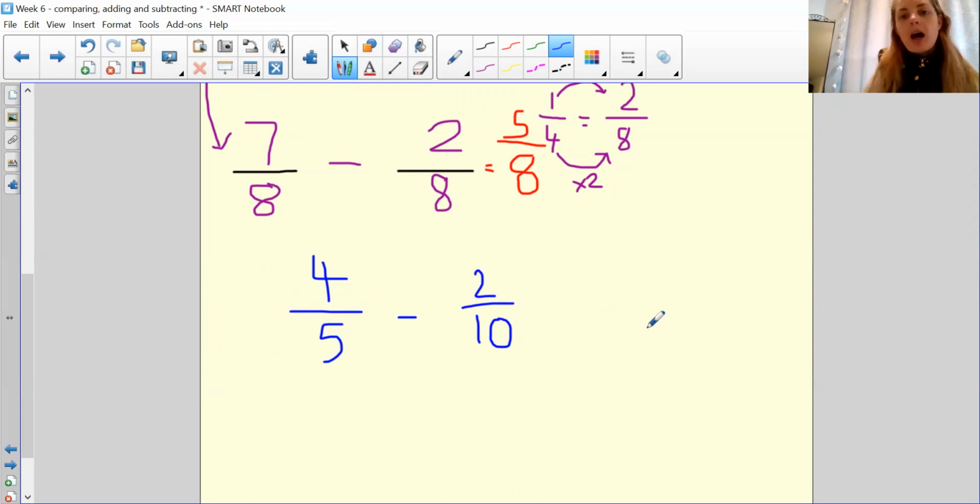So step number 1, are my denominators the same? No, they are not. Good. Look at the bigger number at the bottom. And can the smaller number go into that bigger number? Right. If it can go into the bigger number equally, then that is going to be my bottom number. So put your denominators down now on your piece of paper.